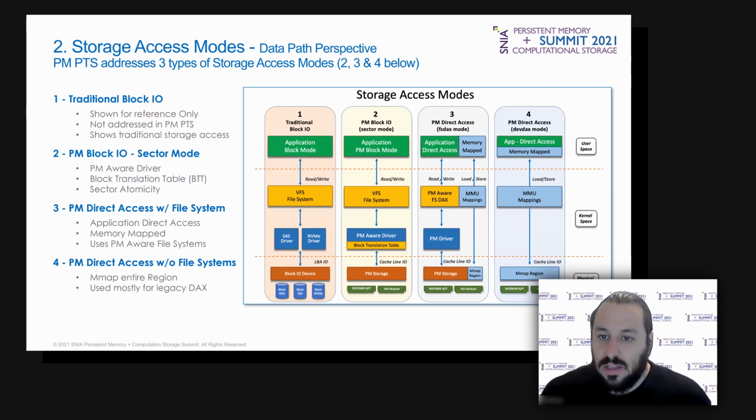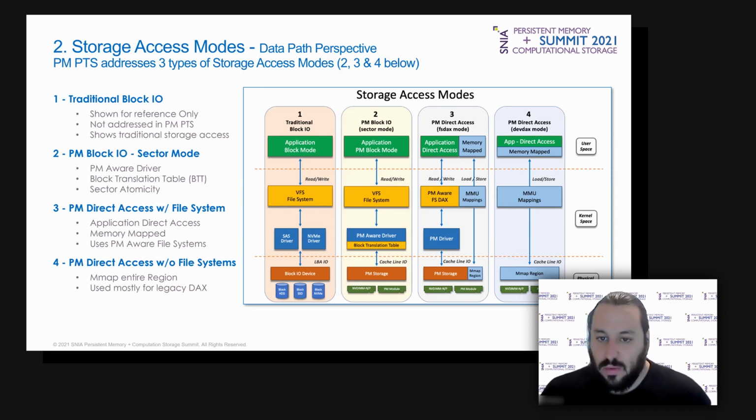There are different ways in which we can access and configure our persistent memory. In this figure, we can see 4 modes, although only 3 are related to persistent memory. The first one, number 1 on the left, called traditional block I/O, is here just for reference. I understand that there are more ways that we can access data in traditional block devices, but nevertheless, this is the most common.